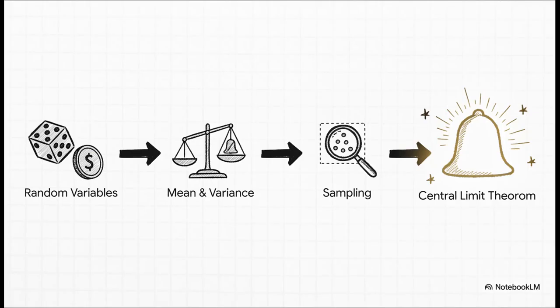So let's just take a step back and look at the machine we've built. We started with the basic gears, random variables that turn chance into numbers. Then we added some gauges to measure them, expected value for the center and variance for the spread. We learned how sampling is our probe, our way of looking into the world. And finally, the Central Limit Theorem is the master switch that makes the entire machine reliable, telling us that our results will almost always follow a predictable, normal pattern.